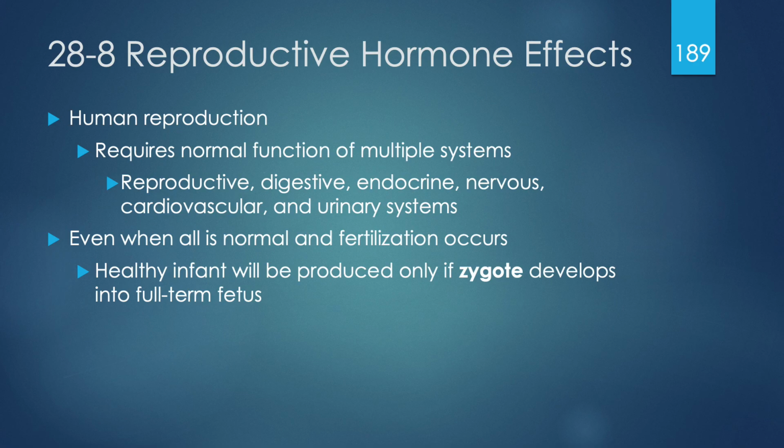The reproductive system, most notably, but also the digestive system, the endocrine system, of course, which runs the reproductive system, the nervous system, which also runs the reproductive system, the cardiovascular system, and the urinary system. But even when all systems are go and fertilization occurs, a healthy infant is only going to be produced if the zygote is able to develop into a full-term fetus. We'll discuss more about this in the following chapter.